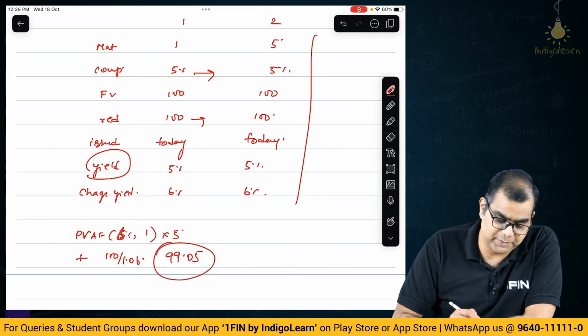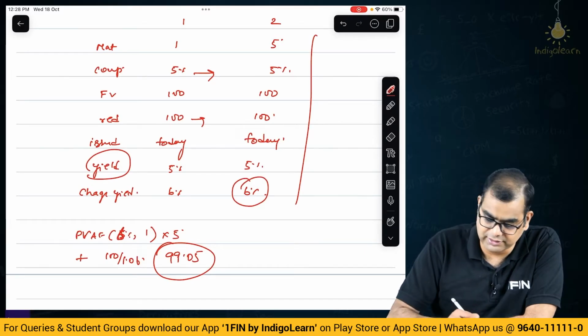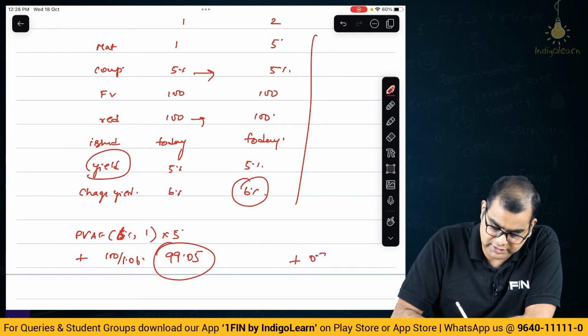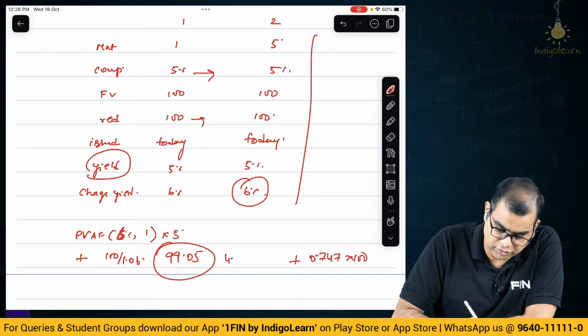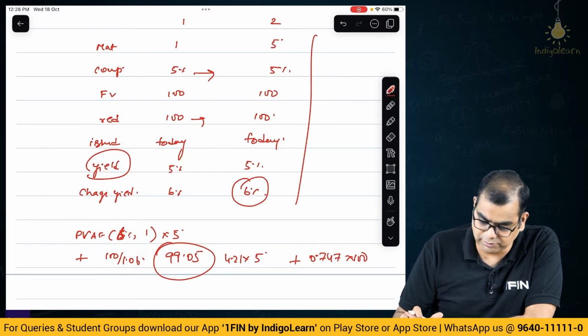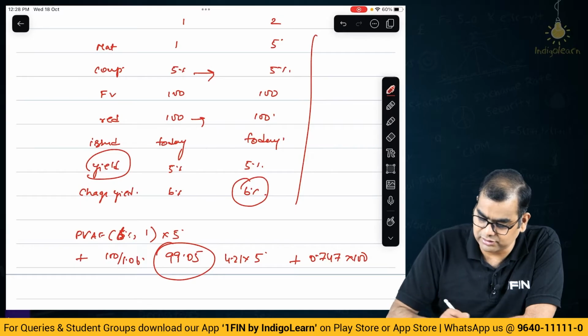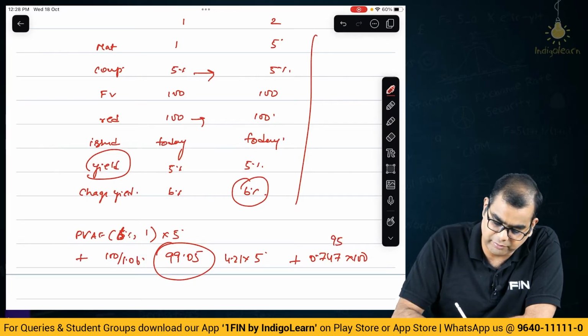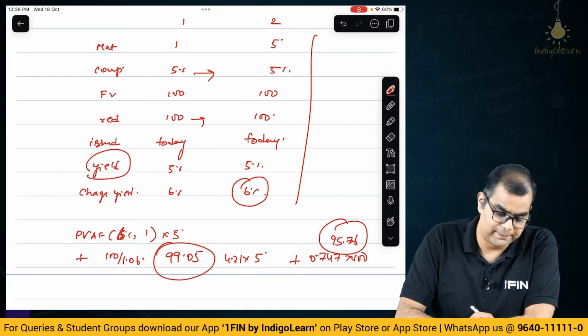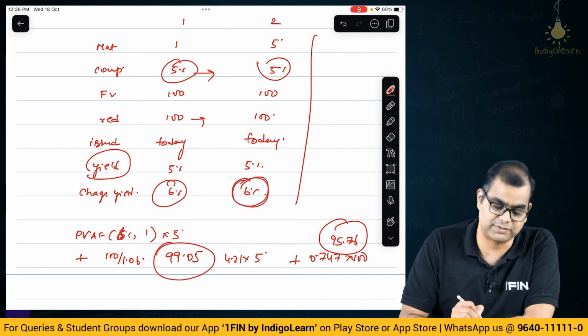Whereas, if you reprice this particular bond at 6%, what will happen? 1 by 1.06, for 5 years: 1, 2, 3, 4, 5. So, it will be plus 0.747 into 100, and the annuity factor is 4.21 into 5, which is equal to plus 74.7. You will get the value as 95.76. So, see, both bonds are at 5%, but let us say there is a change in yield to 6%.